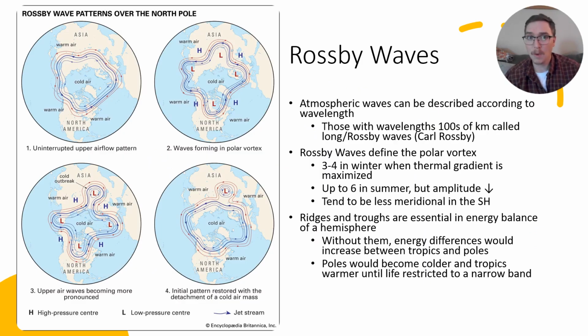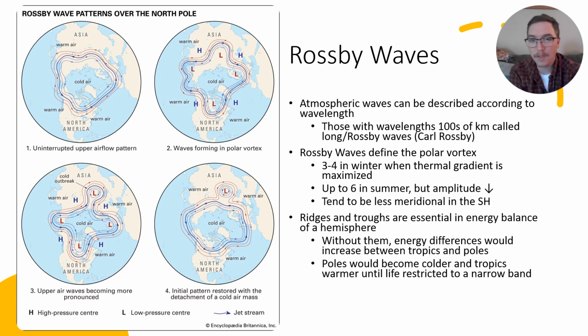The next thing, and this is a really key one to talk about, are Rossby waves. I've alluded to these in the last couple of lectures. These are very long waves. So atmospheric waves can be described according to their wavelength, so the distance from peak to peak. Those with wavelengths of hundreds of kilometers long are called long waves or Rossby waves after Carl Rossby. Rossby waves define the polar vortex. That's what we're kind of looking at in this figure from our Encyclopedia Britannica off to the left-hand side here.